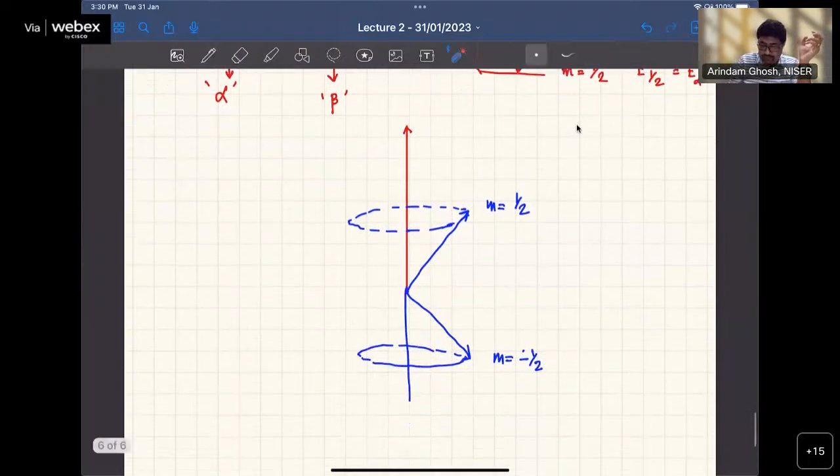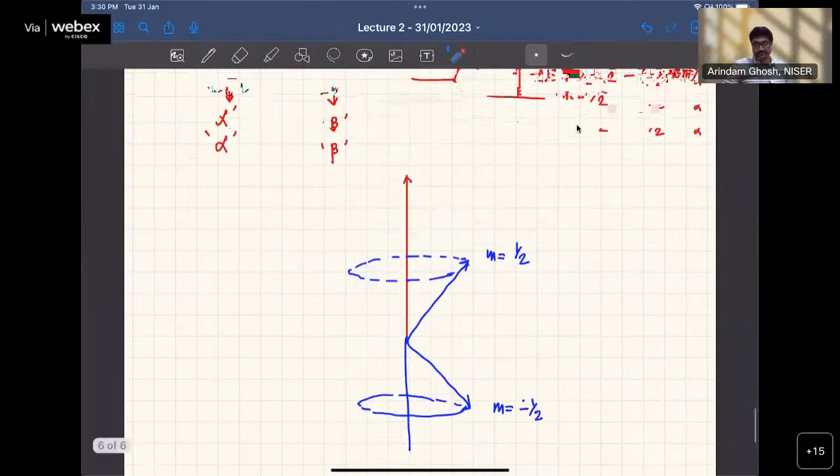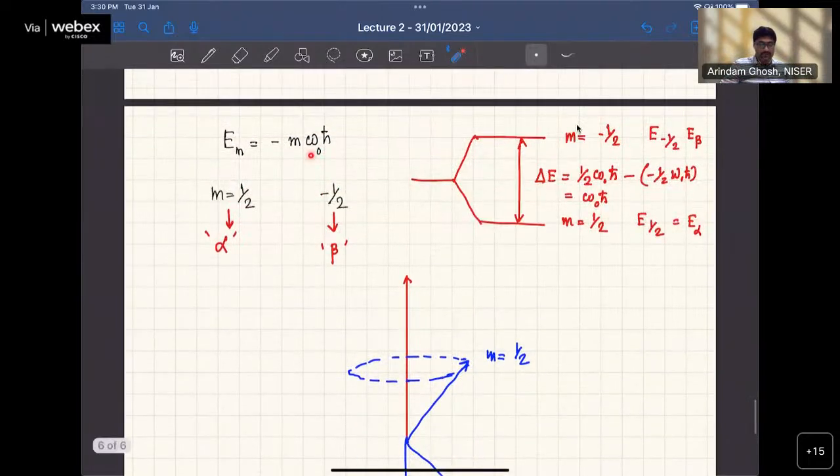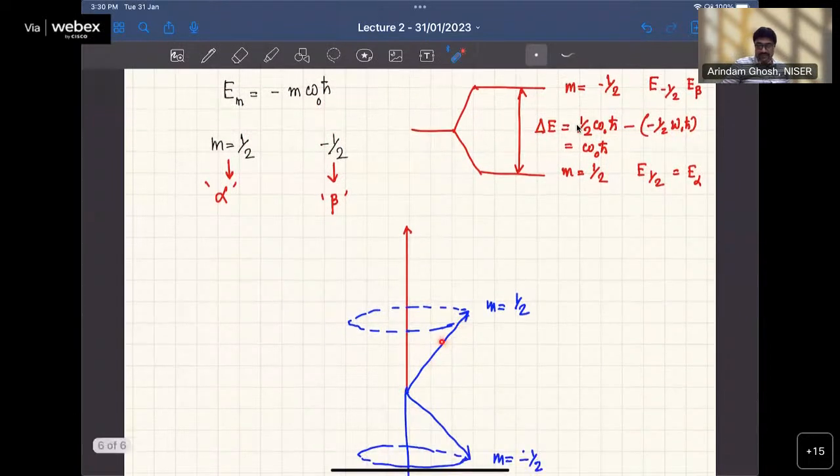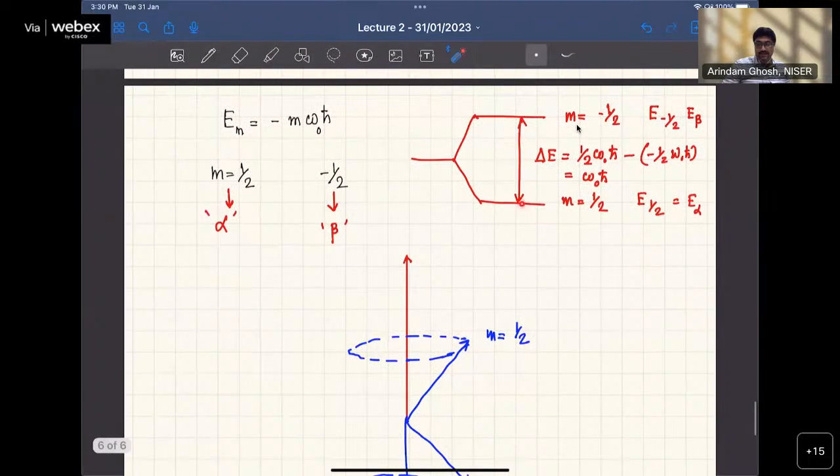So we have this particular one making a precession like this. These ones are going to have precession like this, and they will have this precession frequency given by omega 0. The precession frequency is going to be the same, but this orientation and this orientation will have a certain energy difference, and this is given by this. So I stop here. If you have any questions now, you can ask me.